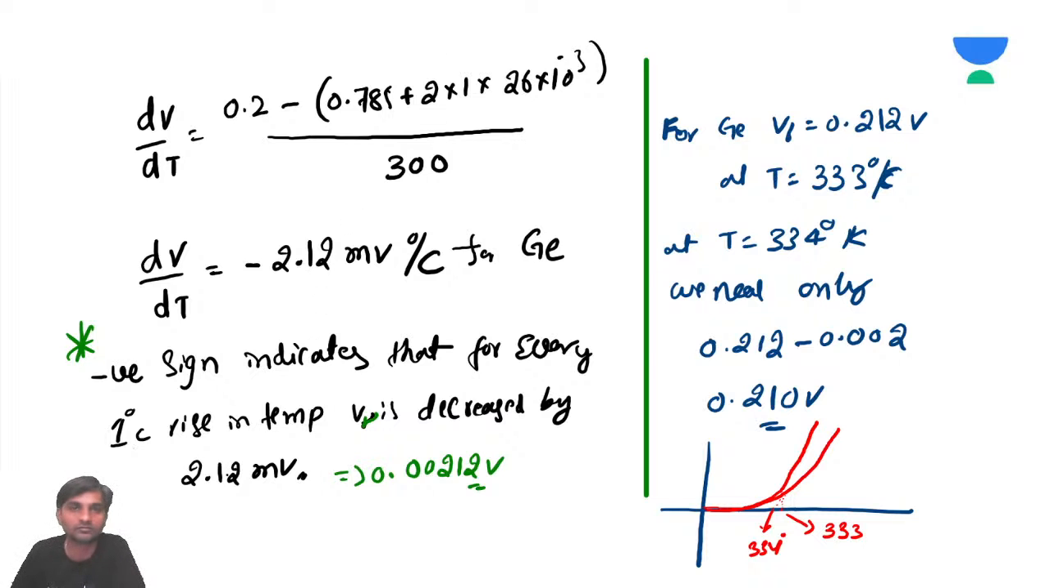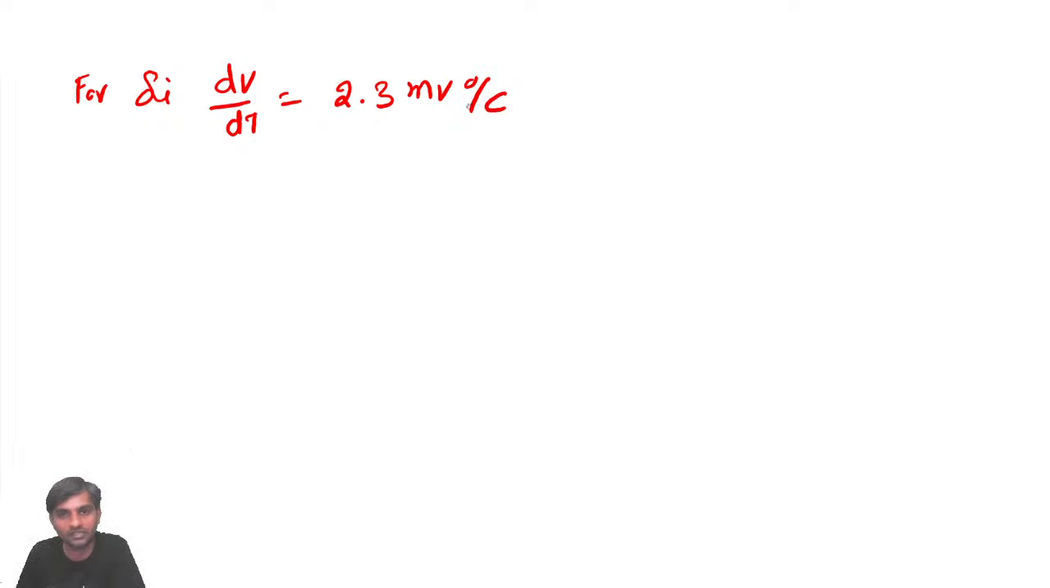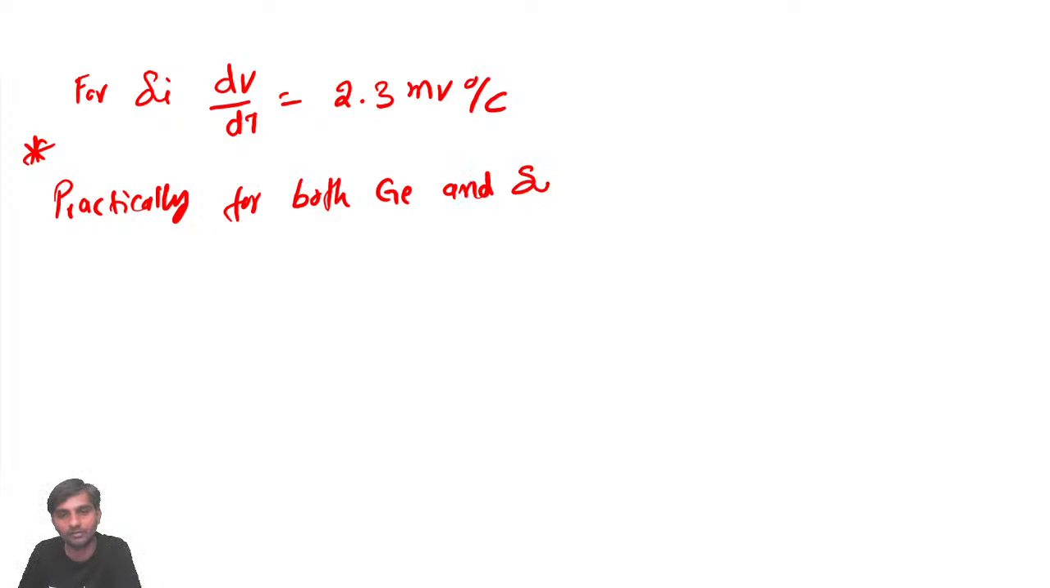Similarly, for silicon, dV by dT is going to be minus 2.3 millivolts per degree centigrade. But practically, this is an important point to be remembered: for both germanium and silicon, dV by dT is going to be minus 2.5 millivolts per degree centigrade.